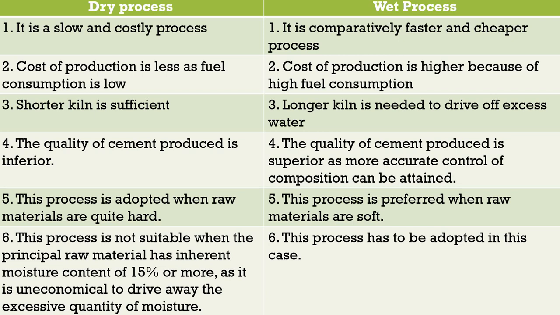The quality of the cement produced is inferior in the dry process, whereas in the wet process the quality is superior and the most accurate composition can be attained. The dry process is adopted when the raw materials are quite hard, and the wet process is preferred when the raw materials are soft. The dry process is not suitable when the principal raw material has an inherent moisture content of 15%, and the wet process is adopted in that case. When there is excessive moisture in the ingredients, the wet process is adopted.